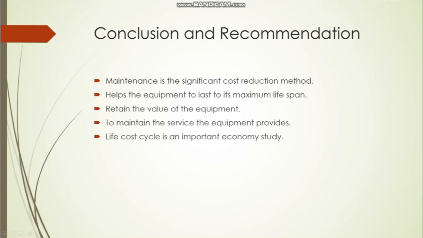So lastly, life cycle cost is an important economic study, because as mentioned before, it helps in decision making. It helps to foresee the costs needed to run the system, and overall all of this is to reduce costs and increase efficiency in power consumption.